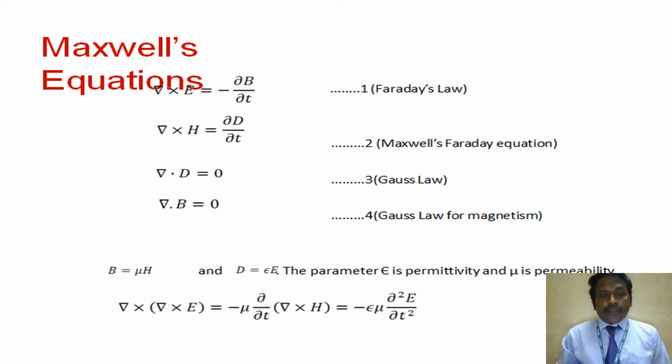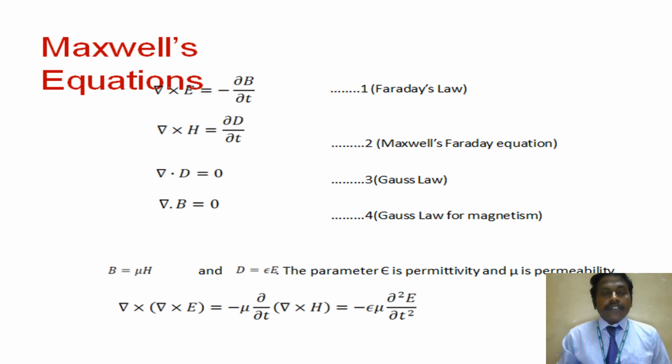Here we have the important parameters with respect to the medium. B we can replace by mu times H. B is the magnetic flux density and H is the magnetic field intensity. D is the electric flux density and E is the electric field intensity. D is directly proportional to E, and we replace the proportionality by a constant called epsilon, the permittivity of the medium. For the magnetic field, mu is the permeability of the medium.